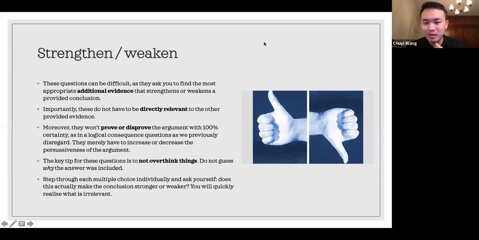Does that make sense to everyone? It's not like a maths thing where you can deduce, and then come up with the right answer. This is a little bit harder. Now, what does a strengthen or a weaken question ask you to do?